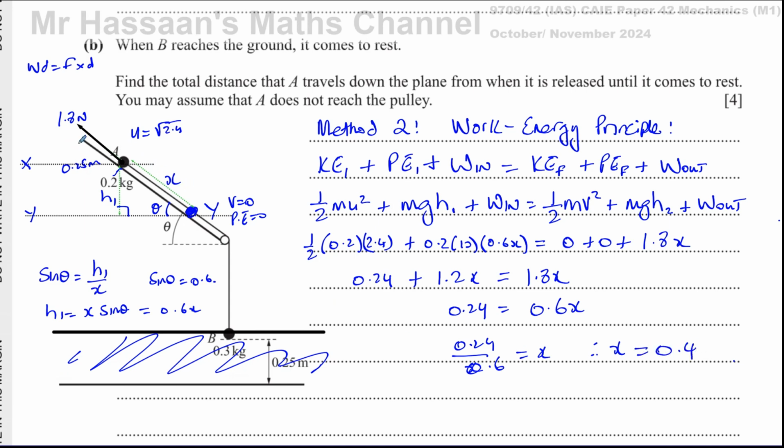That's the distance x. So therefore the total distance we're looking for is going to be 0.25, the distance it moved while B was still attached to the string, or before B hit the ground, plus 0.4 meters, which is the distance it moved after B has hit the ground. There's no tension in the string. That gives you 0.65 meters. So that's exactly the same answer that we got previously. So that's an alternative way of answering this part B of the question by using the work energy principle.